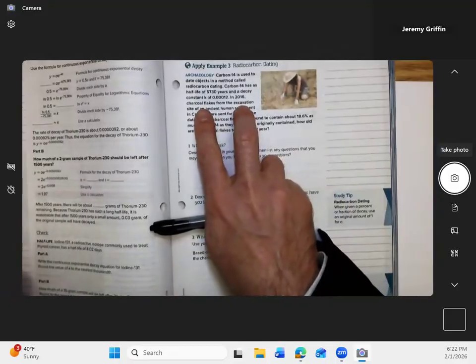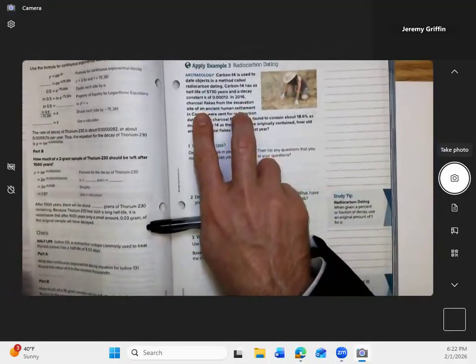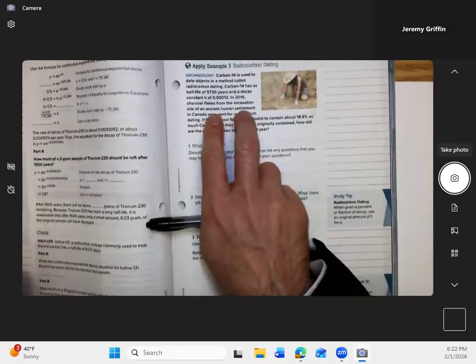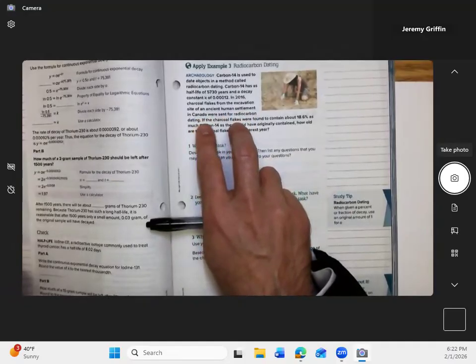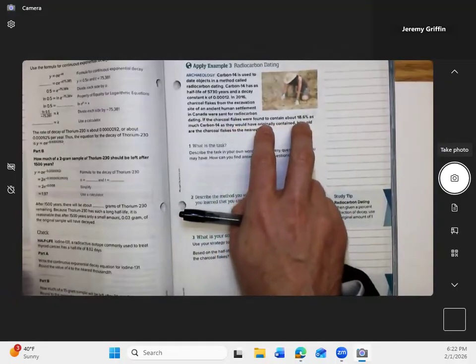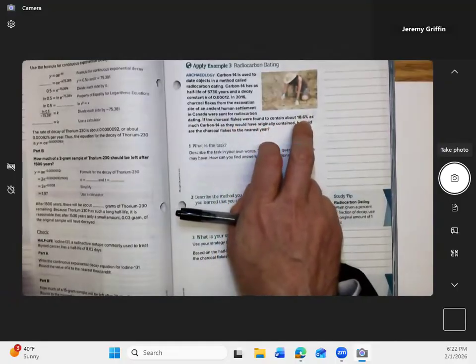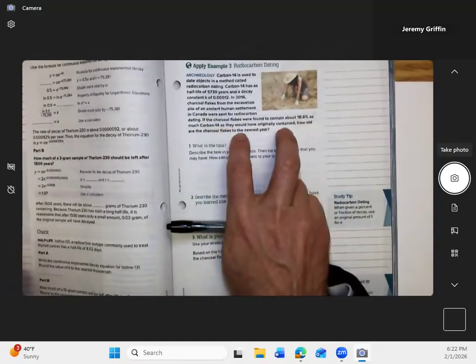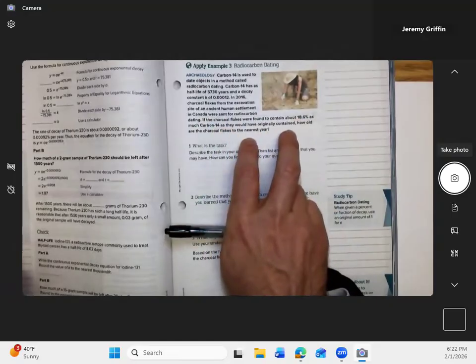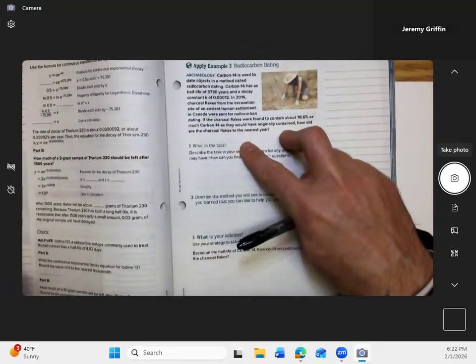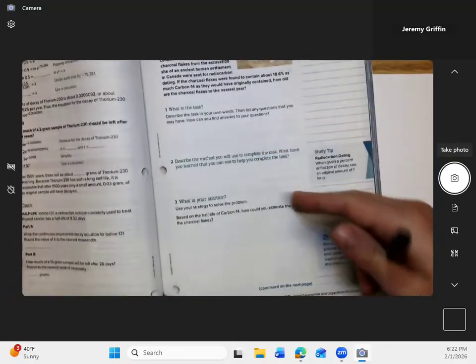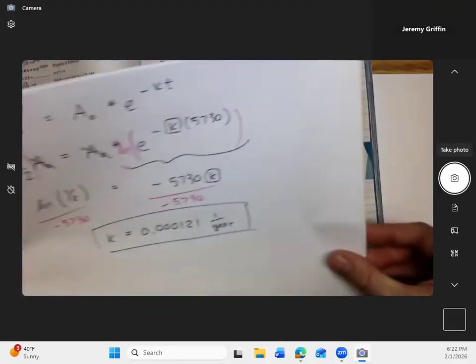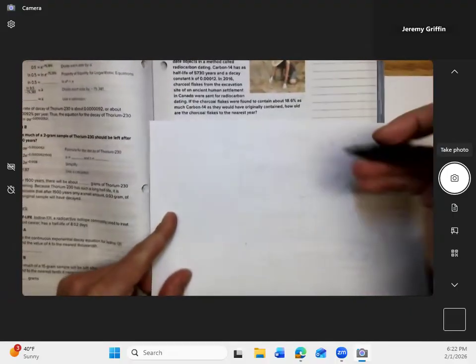In 2016, charcoal flakes from the excavation site of an ancient human settlement in Canada were sent for radiocarbon dating. The charcoal flakes were found to contain about 18.6% as much carbon-14 as they would have originally contained. How old are the charcoal flakes to the nearest year? Now, I don't see a solution on this page. It does say continue next page, so let's go ahead and solve it. And then hopefully the answer is on the next page.